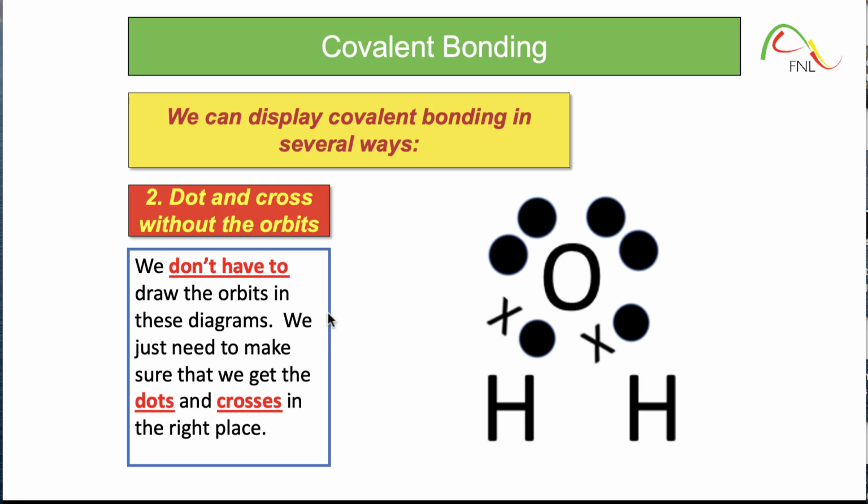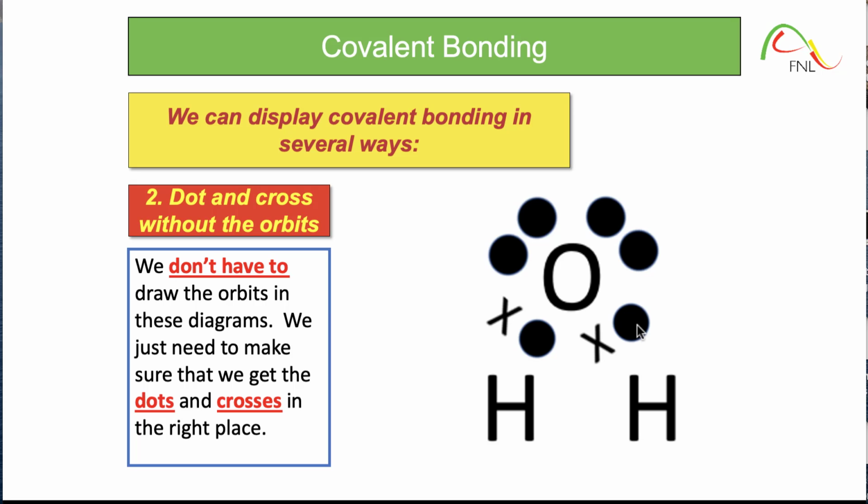Okay, we don't have to draw the orbits in these diagrams. We just need to make sure we get the dots and crosses in the right place. So oxygen has got 1, 2, 3, 4, 5, 6, 7, 8. And there's a covalent bond, and there's a covalent bond. So hydrogen's got a covalent bond there, and one there. That's a simple way of showing it.